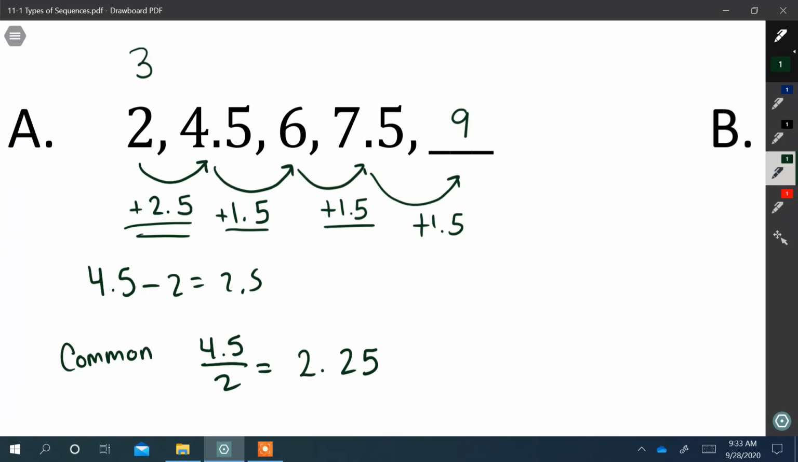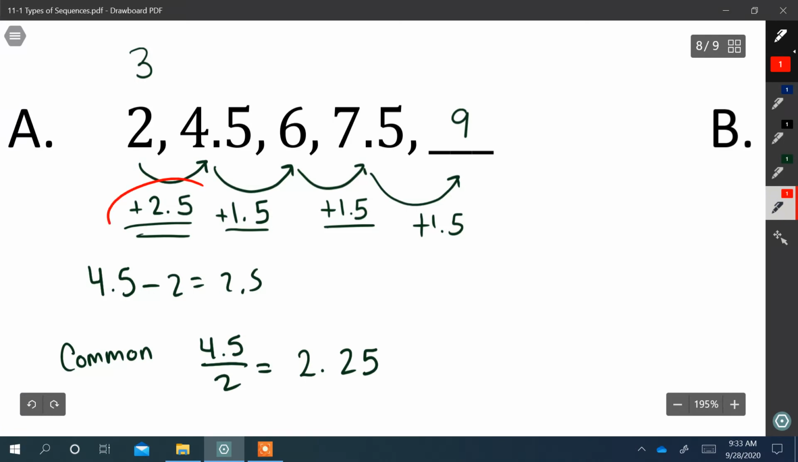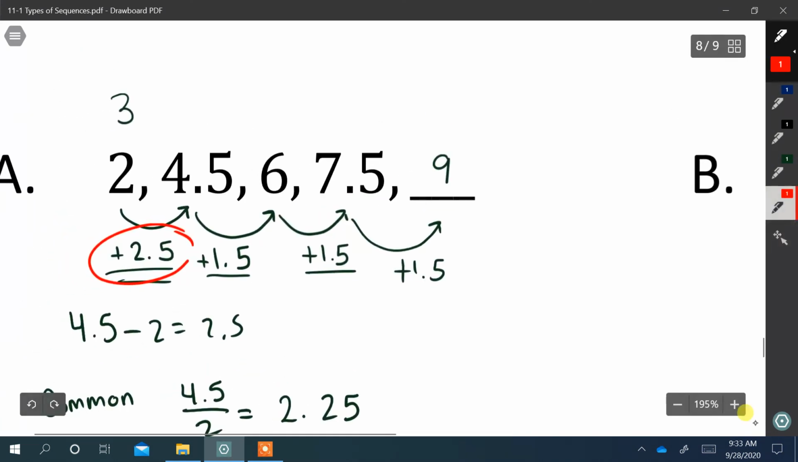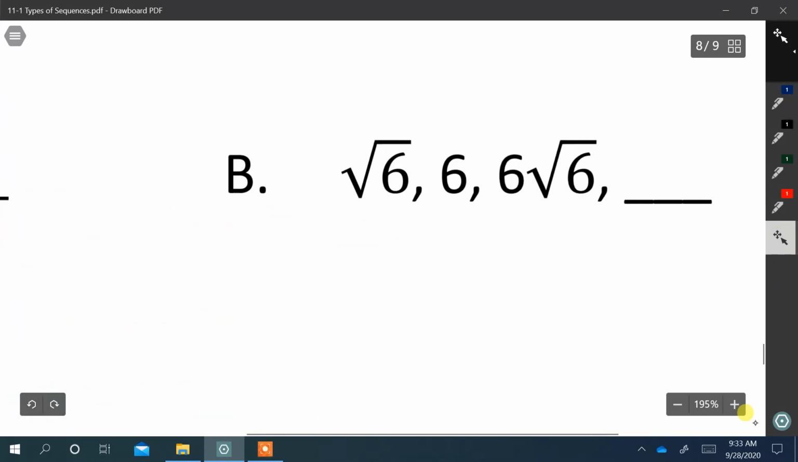Okay, could we say for sure that this is arithmetic? Not really, because the first one that we added was 2.5. Now that might have been a mistake, but we can't really say that this is arithmetic. But we could say that we're adding 1.5 after that, and that is the sequence.